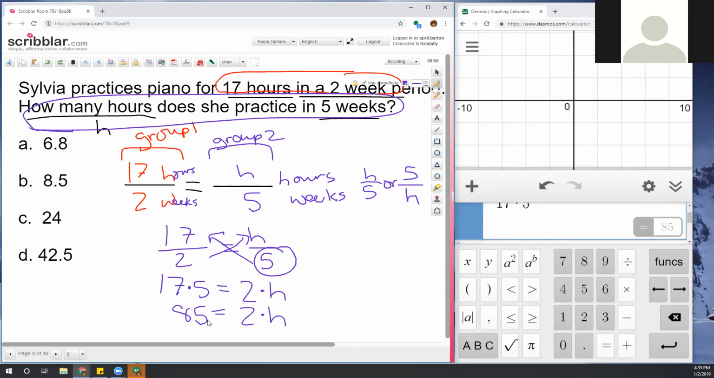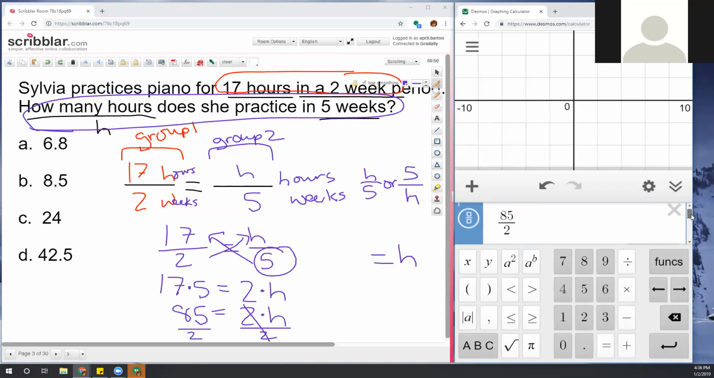So when you have an equation, to get a variable alone, you have to do the opposite math operation. This is the number 2 multiplied by the letter h. We want to do the opposite of multiplication and divide by 2. When you do the opposite, it gets rid of that number that we're doing the opposite of. So we just have an h, and now we have to plug into our calculator 85 divided by 2. Which gives us 42.5. So 5 weeks gives you 42.5 hours.